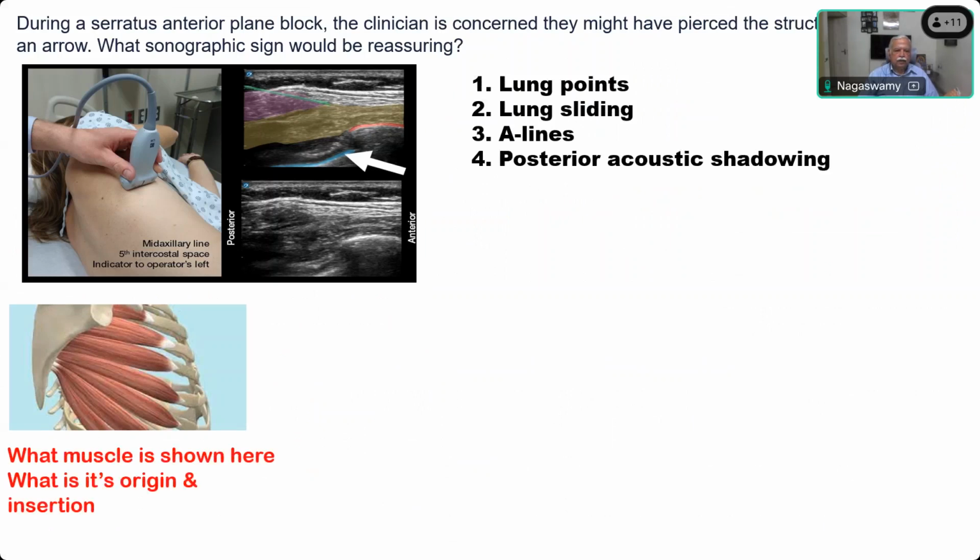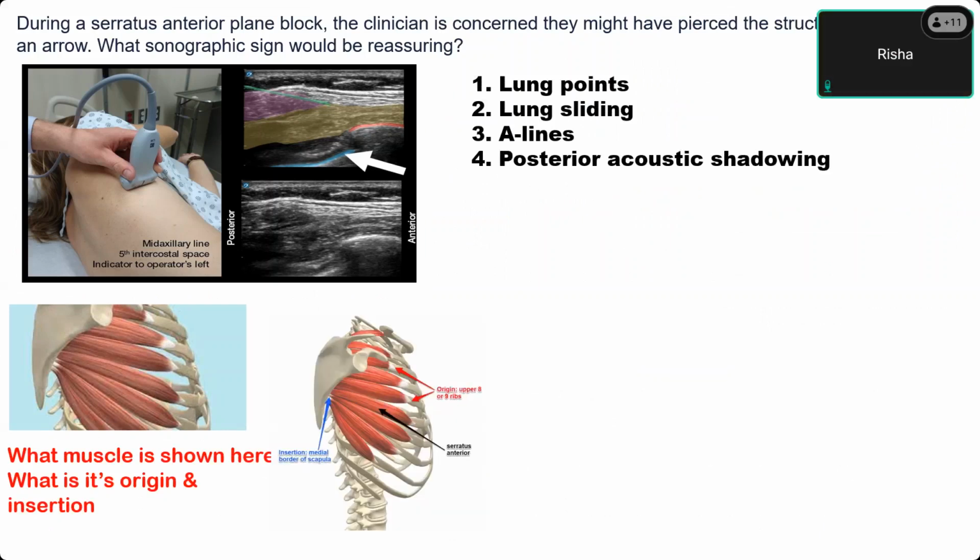What muscle is shown here and what is its origin and insertion? Serratus anterior. So the origin is upper 8 or 9 ribs. The insertion is medial border of scapula. Okay, so they arise from the upper 8 or 9 ribs, not the lower. Starting from the upper 8 or 9 ribs, they all go and attach into the medial border of scapula.